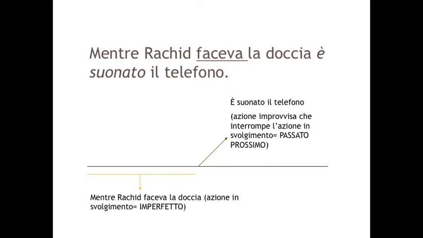You can see it from the schema here. Mentre Rashid faceva la doccia, è suonato il telefono. This is something that occurs suddenly, and it breaks the first action that was describing something with a duration in the past, and then it was used with the imperfetto. The other one is something sudden, okay? And then it means that we need to use passato prossimo.